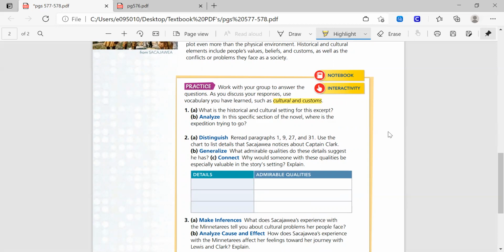Question 2A, distinguish. So we're going to read specific passages. Reread paragraphs 1, 9, 27, and 31. And then we're going to use the chart to list details that Sacajawea notices about Captain Clark. So you're going to make a chart just like the one that's listed below question number 2. Right here. You need to go ahead and draw that chart on your paper. Make sure you leave plenty of space.